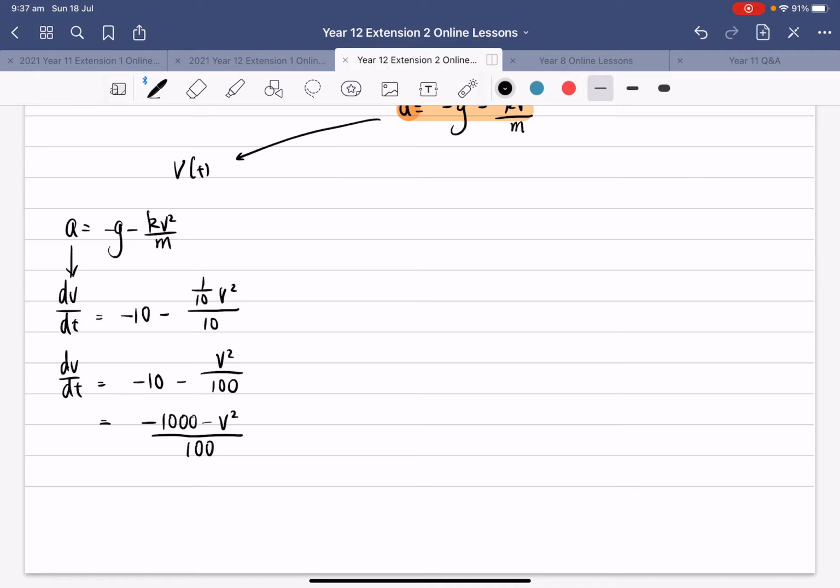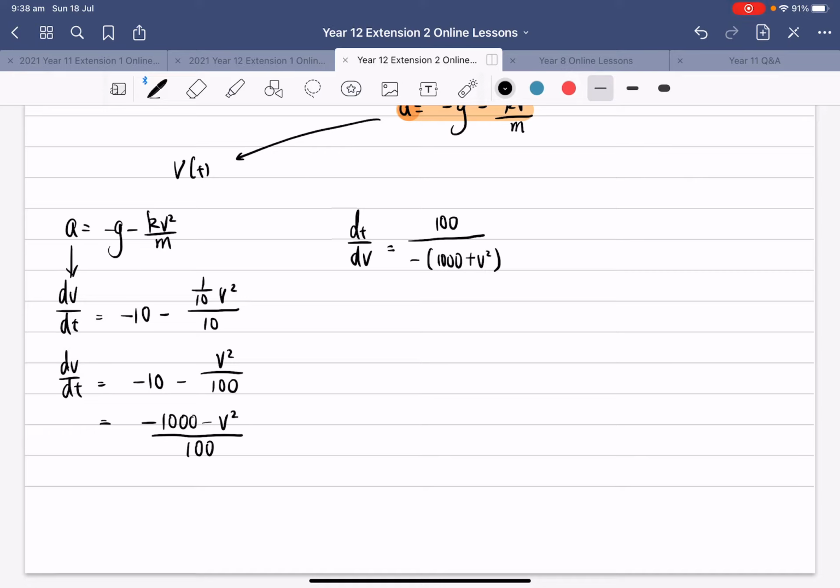All right, so therefore now dt over dv, you do the reciprocal, so dt over dv is equal to 100 over minus, let's put a bracket, 1,000 plus v squared. All right, let's do that. And we can just move the minus to the front. All right, so now we can integrate.